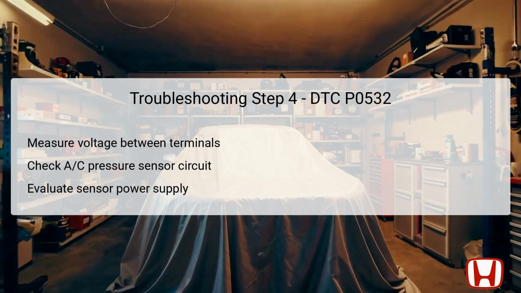If the voltage observed measures around 5 volts, this indicates a proper power supply to the sensor. And the problem might lie either within the sensor itself or in its wiring harness. Should the voltage be lower than expected, it suggests a fault in the wiring that needs correction for proper functionality. This careful scrutiny is essential in accurately diagnosing DTC P0532 to rectify the AC system issues.